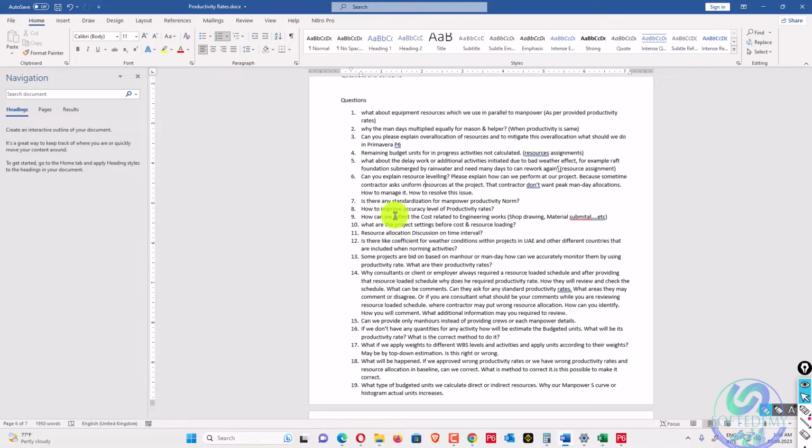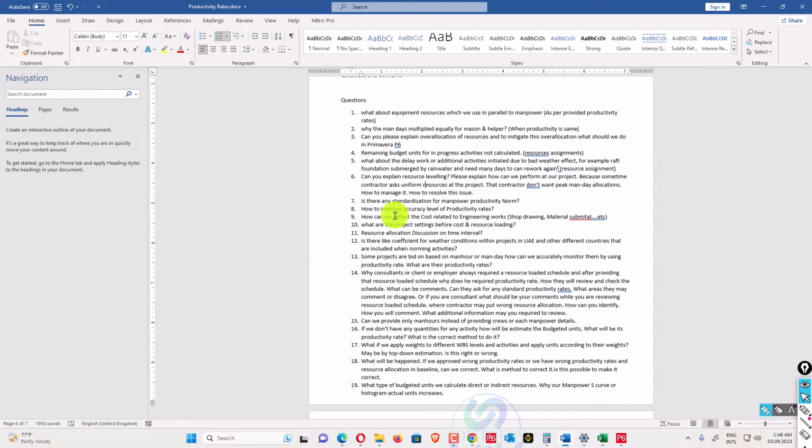How to improve the accuracy level of productivity rates? To improve the accuracy of productivity levels, you have to visit your site and record their output daily, on the basis of months, weather changes, and occasions. Then you can make an average for that specific company and for that specific region. So there is something I will add here.